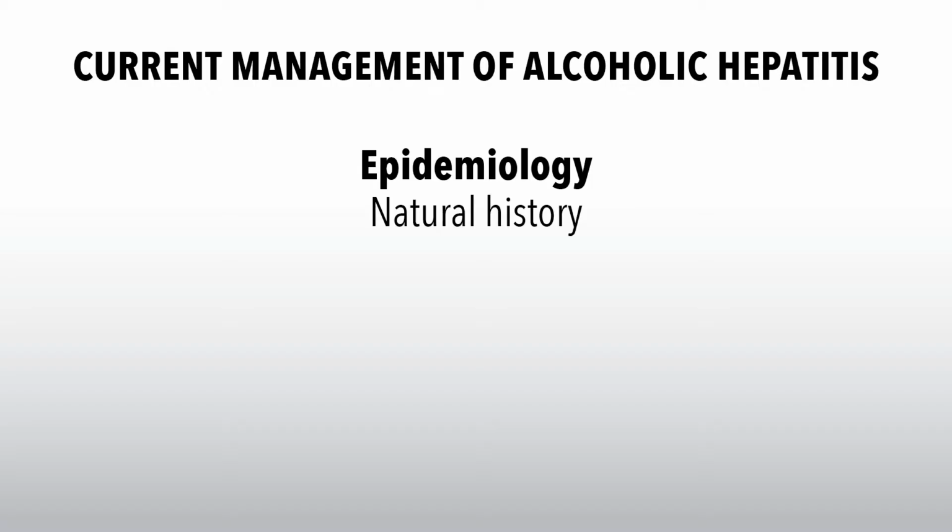Let's go to the epidemiology and natural history briefly. We understand that alcoholic liver disease accounts for about half of the deaths from chronic liver disease globally. And of course, we have acute alcoholic hepatitis we'll be talking about today and how that fits into overall liver disease and how you manage and evaluate these patients.